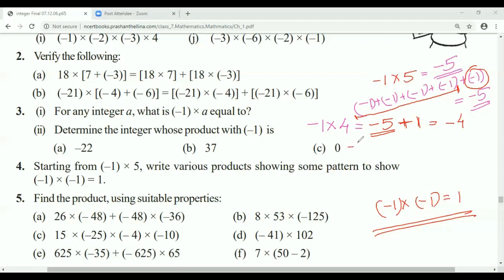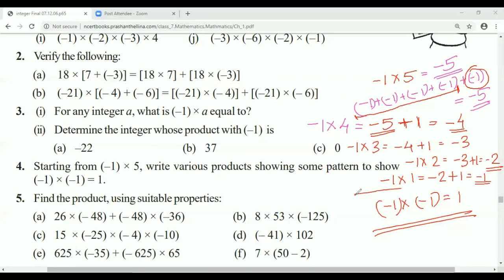Next is negative 1 into 3, that is the previous answer plus 1, negative 4 plus 1, which is equal to negative 3. We can follow like this. Next is negative 1 into 2, equal to negative 3 plus 1, which is negative 2. Next, negative 1 into 1: how are you getting negative 1? By negative 2 plus 1, you are getting negative 1.